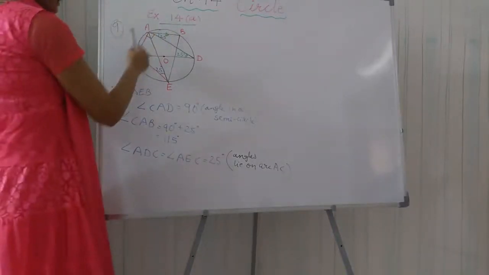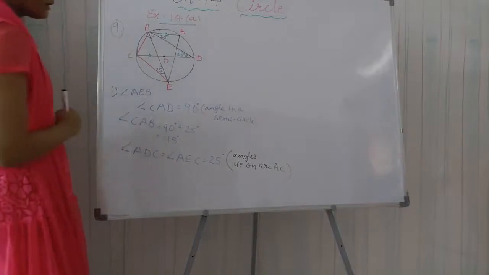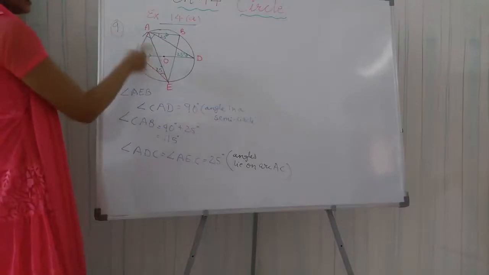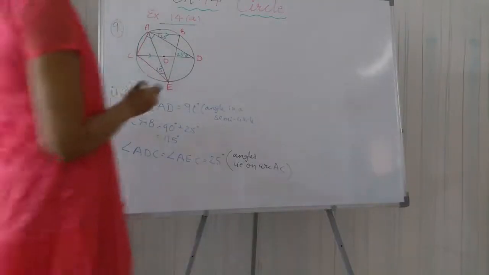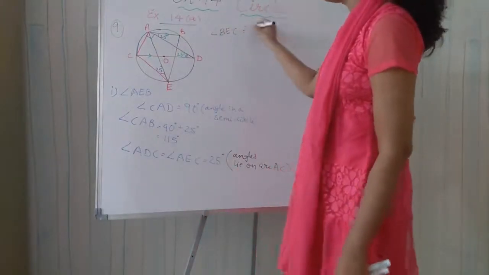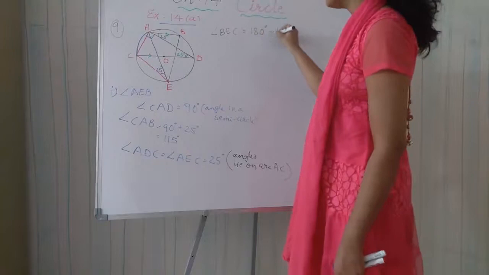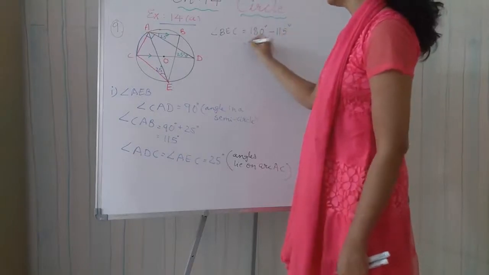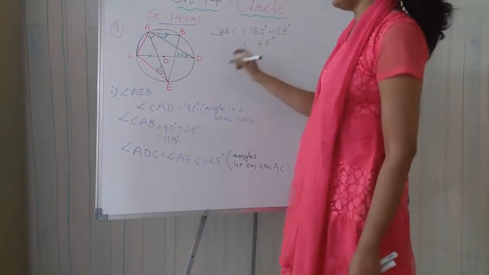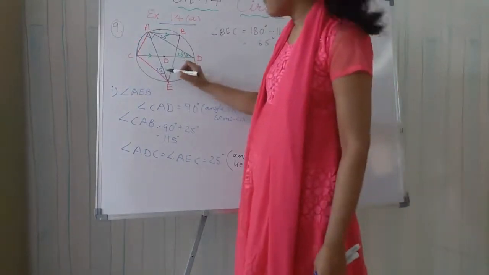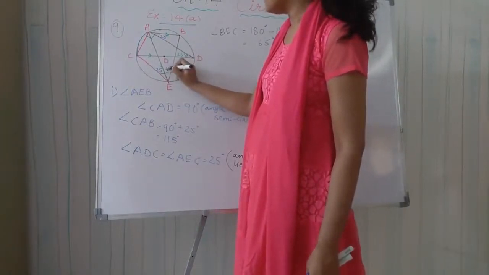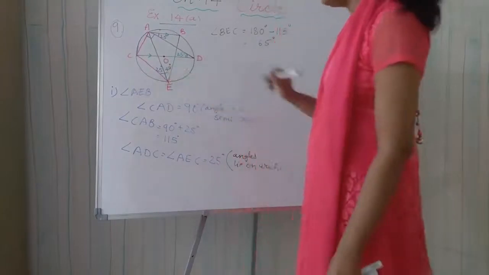So this BAC angle is 115 and opposite to it is BEC. So the relation of them is supplementary. So I am writing here angle BEC is equal to 180 minus 115 degree. So it is 65 degree. So this is already 25. So BEC, this must be 40 degree, right? So total will be 65 degree.